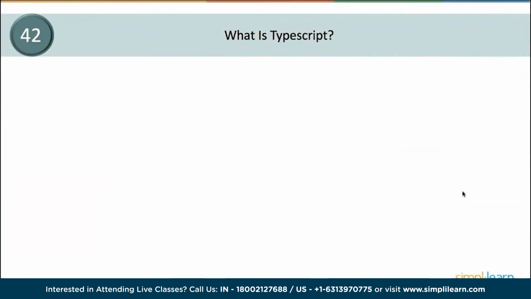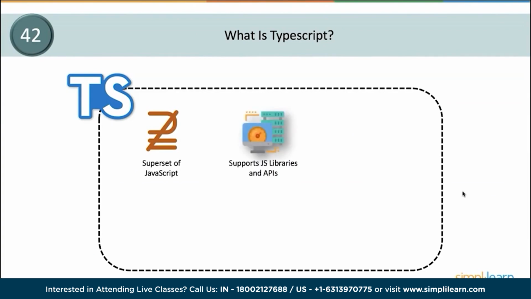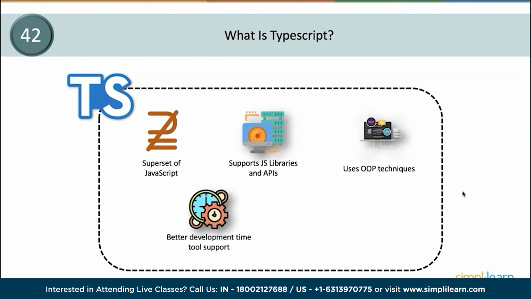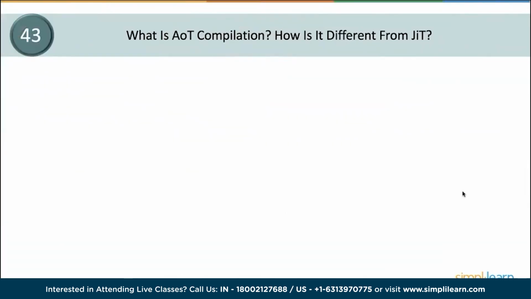What is TypeScript? TypeScript is a language used by Angular to develop Angular components, services, pipes, decorators, and multiple other things. It is a superset of JavaScript and it supports JavaScript libraries and APIs. It is purely object-oriented in nature, uses object-oriented principles, gives better development time, is fast to load, and adds additional features to JavaScript for sure.